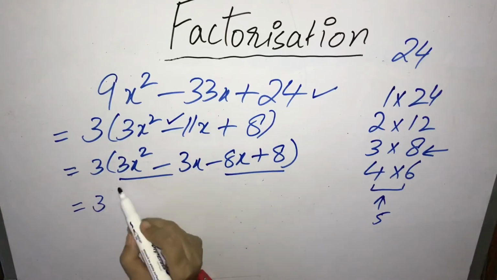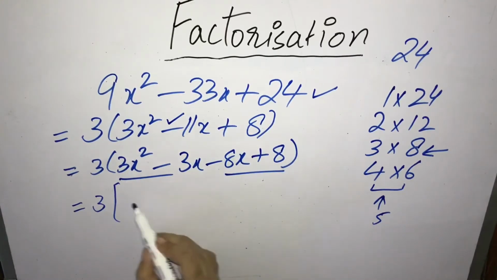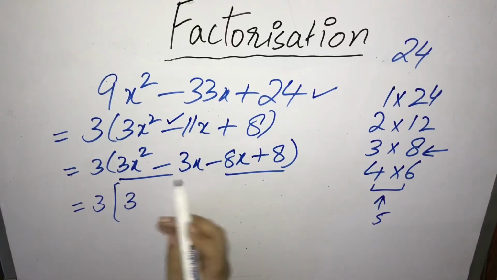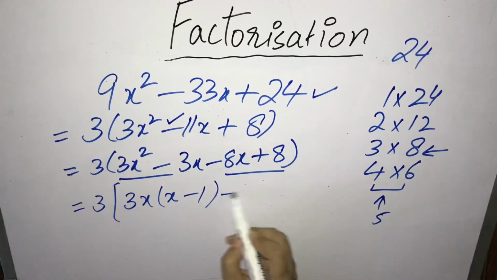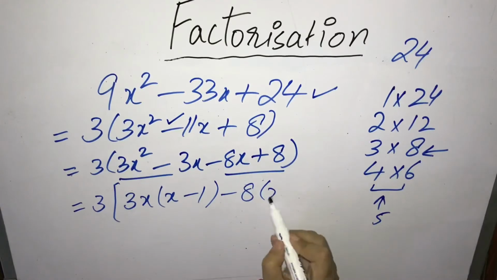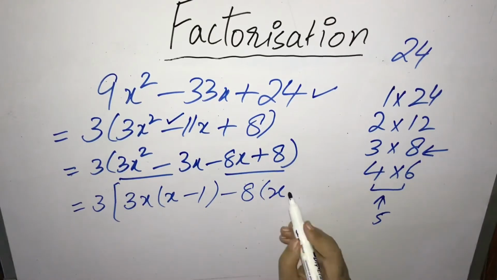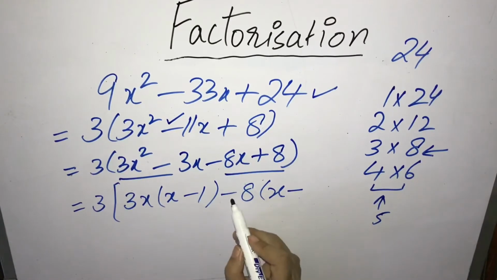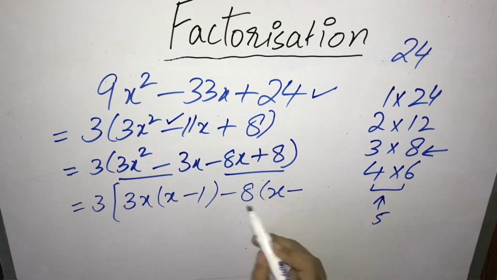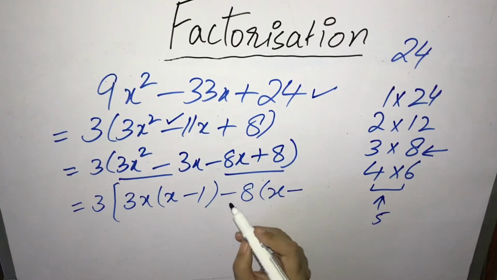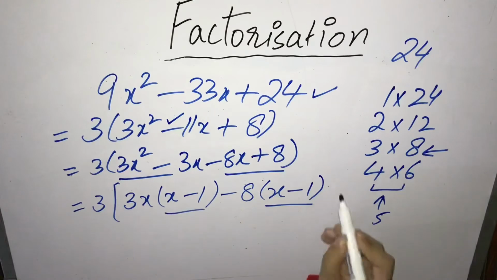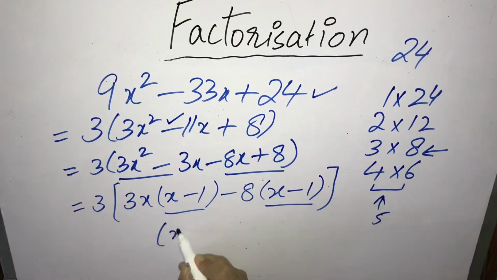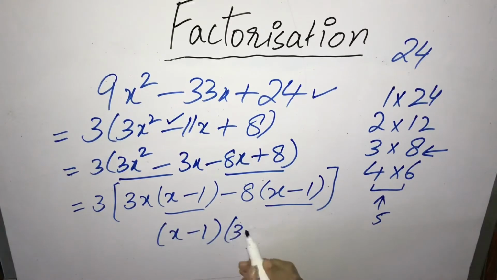This 3 outside, bracket inside, from this pair we shall take 3x outside, x from here minus 1, minus 8 from here, x. This plus sign will become negative, as you have already taken negative sign outside. So when you open the bracket, minus minus plus. If you have taken minus sign outside, inside signs will be changed. 8 1s are 8. Your bracket is same. You are towards the answer.